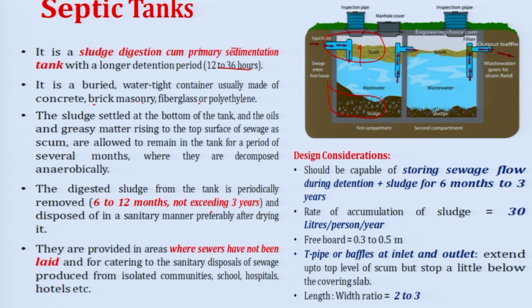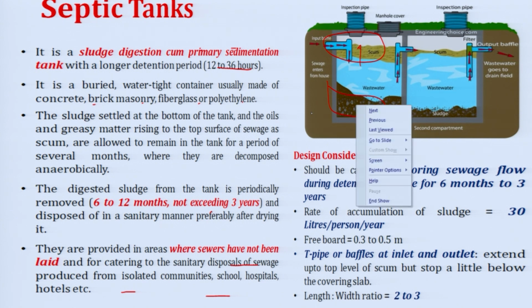So, they are provided in areas where sewers have not been laid, for catering to sanitary disposal of sewage produced from isolated communities, schools, hospitals, hotels, etc., right. So, these are very much used in small villages, small towns, where we don't have any sewerage system, and it's India में बहुत अभी भी use होता है because sewerage system is not available everywhere, right. It's a very costly thing, right. तो अगर आप देखेंगे यहाँ पे, we have here the sludge is settling and then we have the scum here, okay.